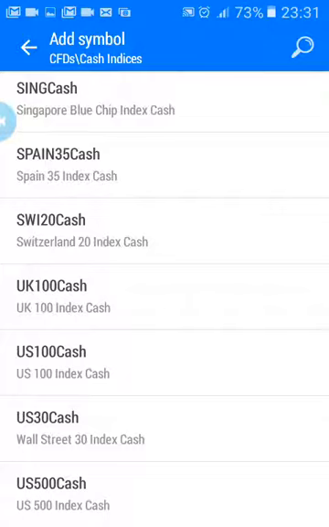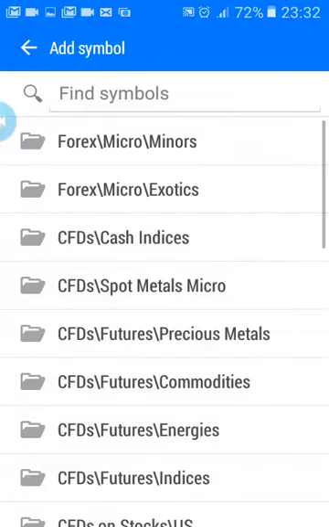You will have the UK 100 index cash, and then you will have the US 100 index cash, and then you will have the Wall Street 30 index cash, and then you have the US 500 index cash. Now these are the indexes, okay? They represent the market. So if you want to trade the whole system of the market, you can trade indexes, or indices, they call it.